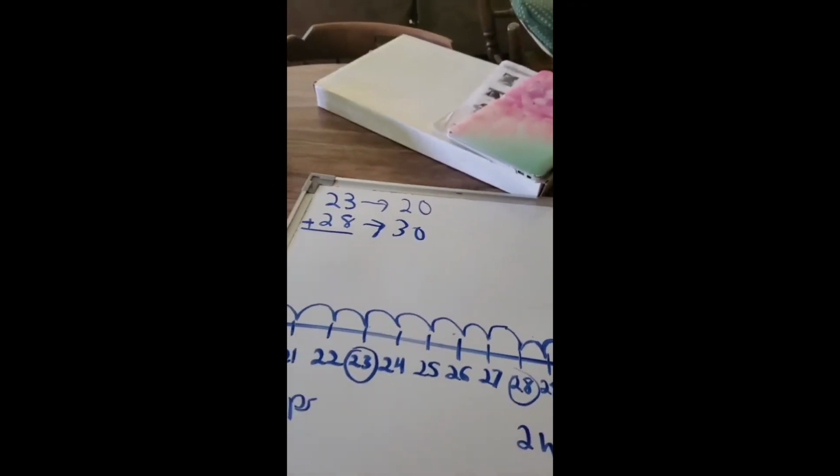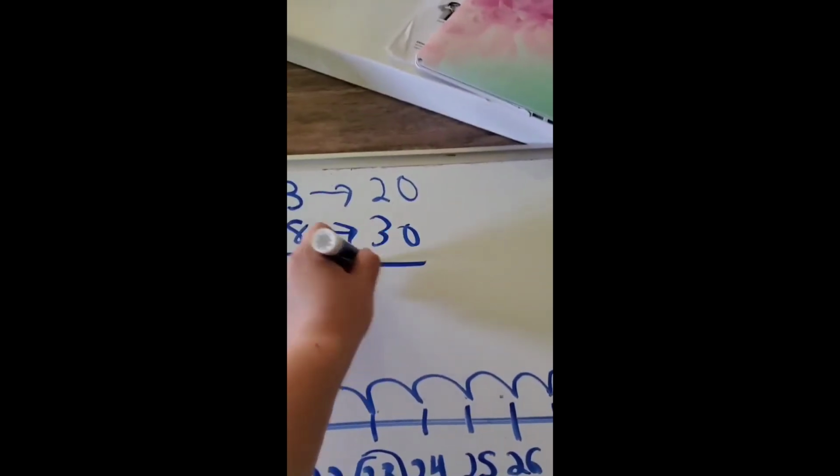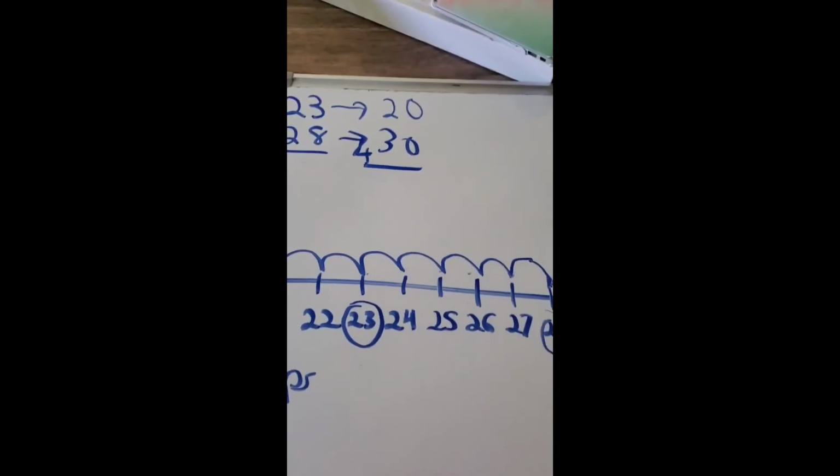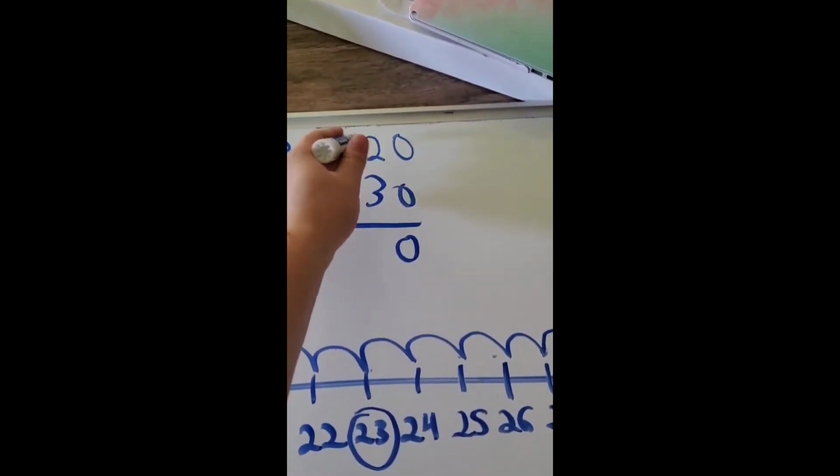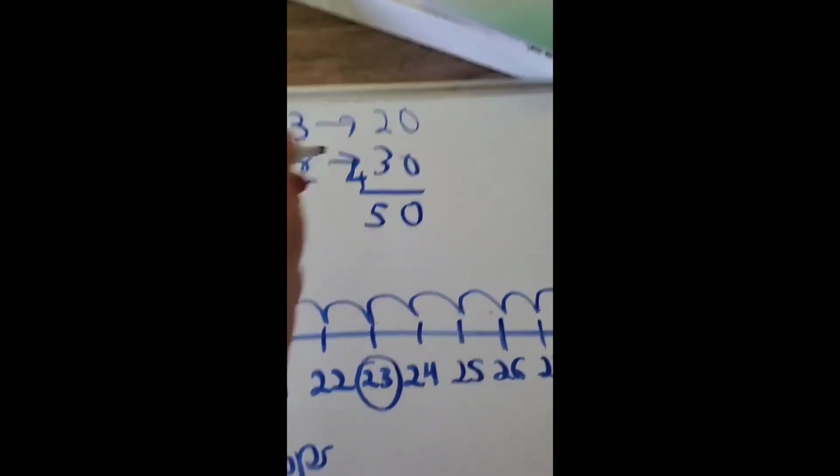So now, let's add it. 0 plus 0 is 0. 3 plus 2 is 5, so 50. 50 is a good estimate sum for 23 and 28. You guys are right. I hope you guys got that answer.